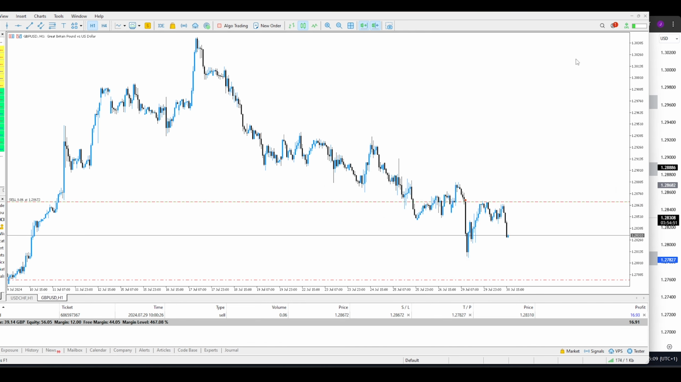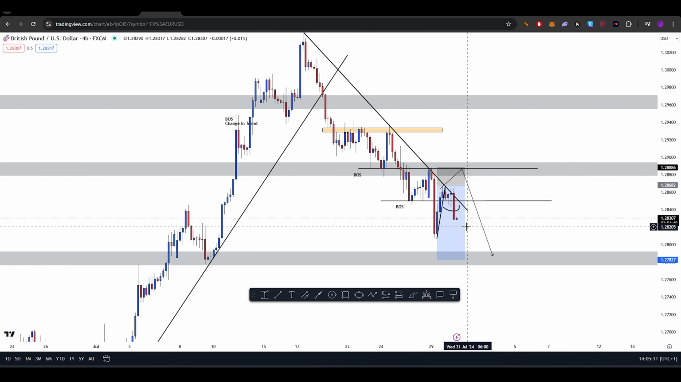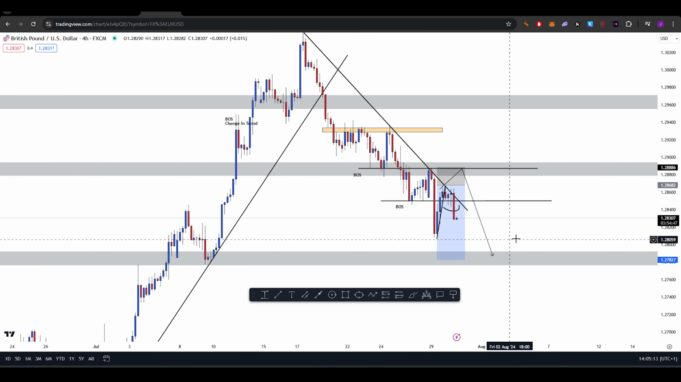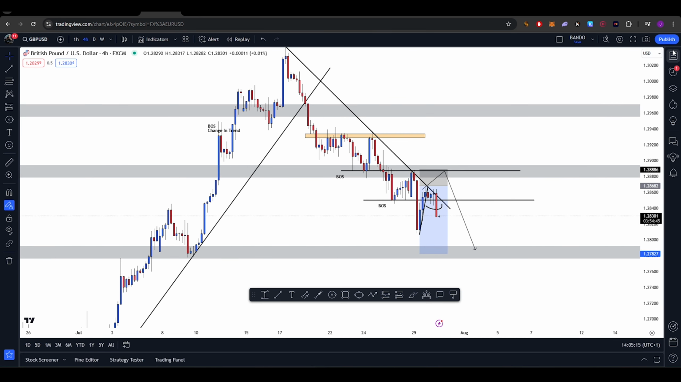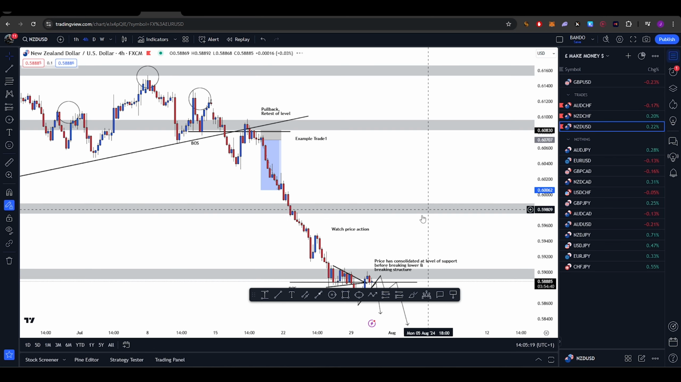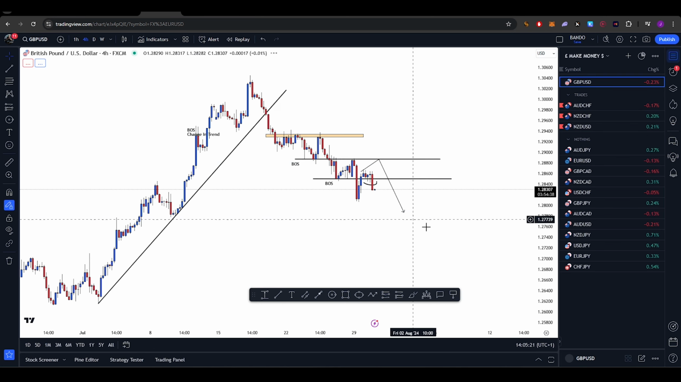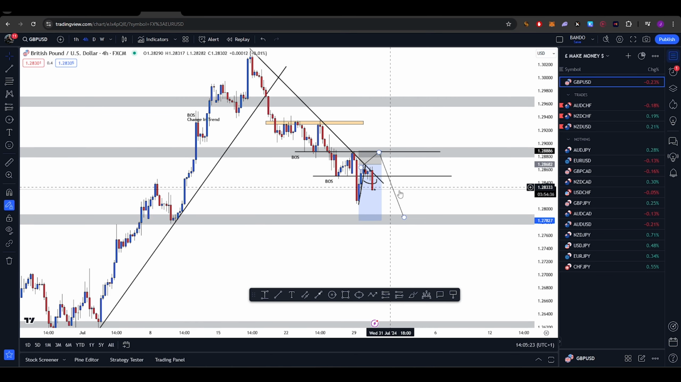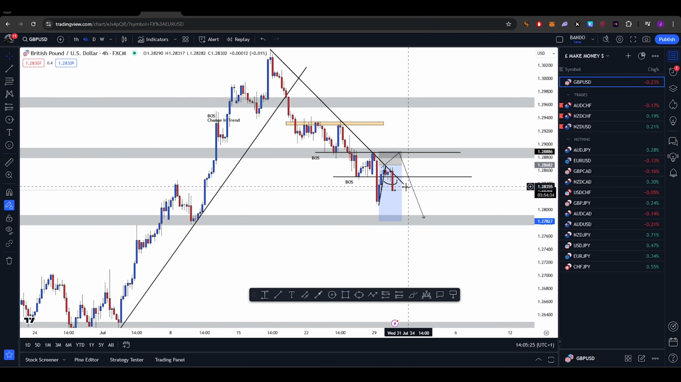And I'm happy with that. And now we'll hold and see if the target's hit. Update for the other pairs that I had. Didn't see any setups on any of these, so didn't have another trade. So still just GBP/USD, and that is what I'm holding. So we'll see what happens.